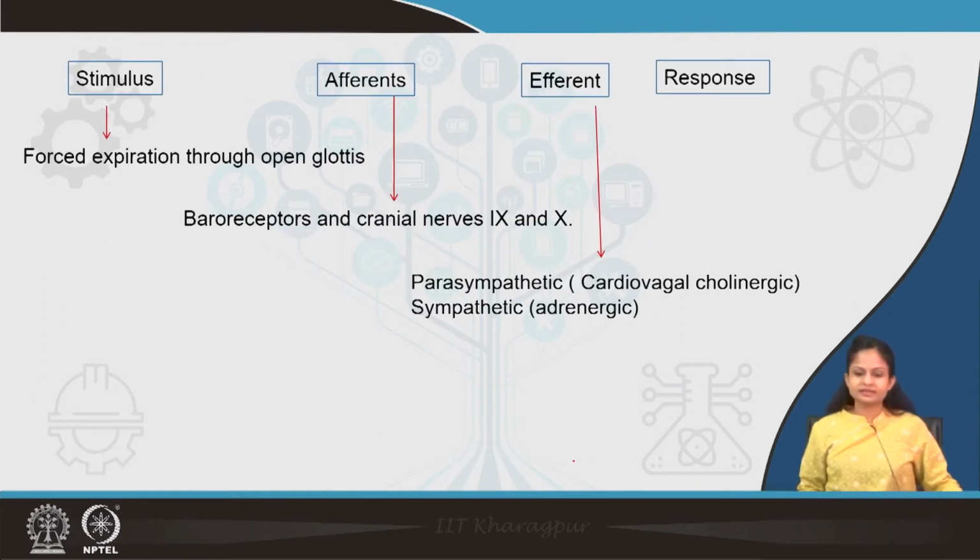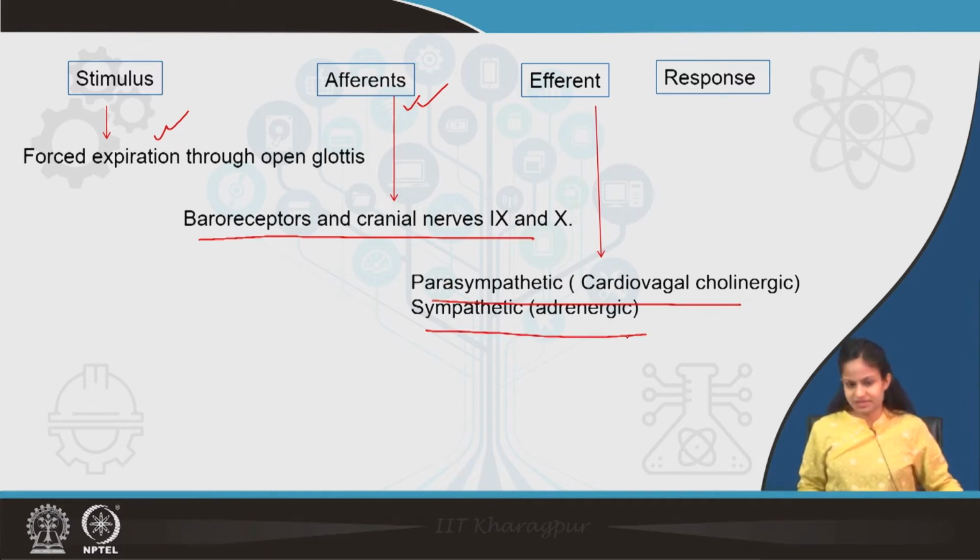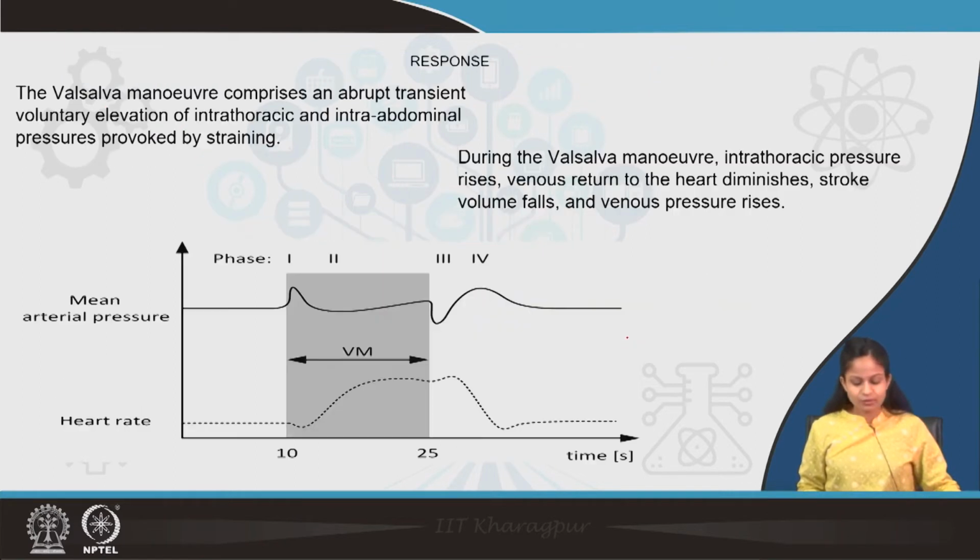Now, the stimulus here is the forced expiration through the open glottis. That is the stimulation. We are blowing into the mouthpiece, that is a forced expiration. The afferents here are the baroreceptors, and of course the afferent nerves, that is the sinus nerve, the glossopharyngeal nerve and the vagus nerve. The efferent here is the parasympathetic, that is the cardiovagal and the cholinergic nerve fibers, as well as the sympathetic nerve fibers. The response we see is depicted usually in 4 phases.